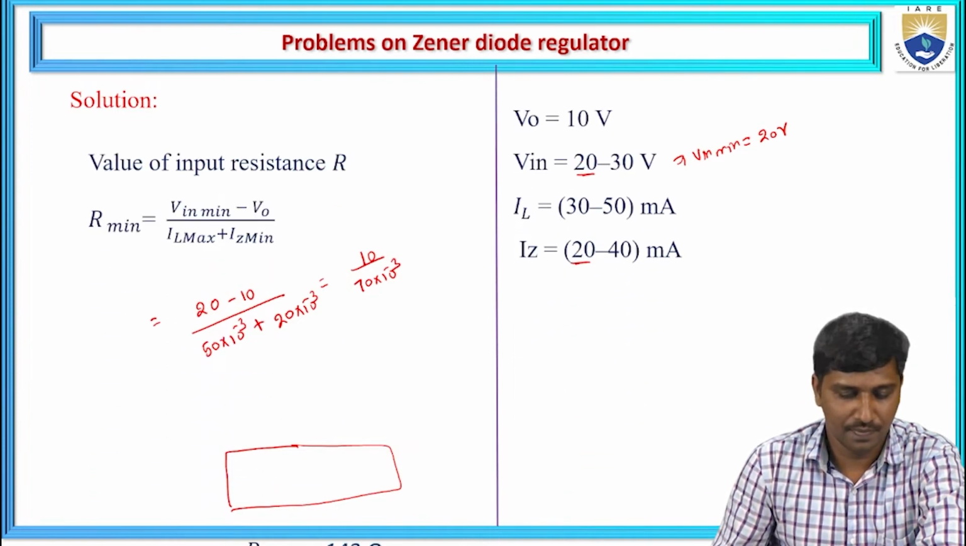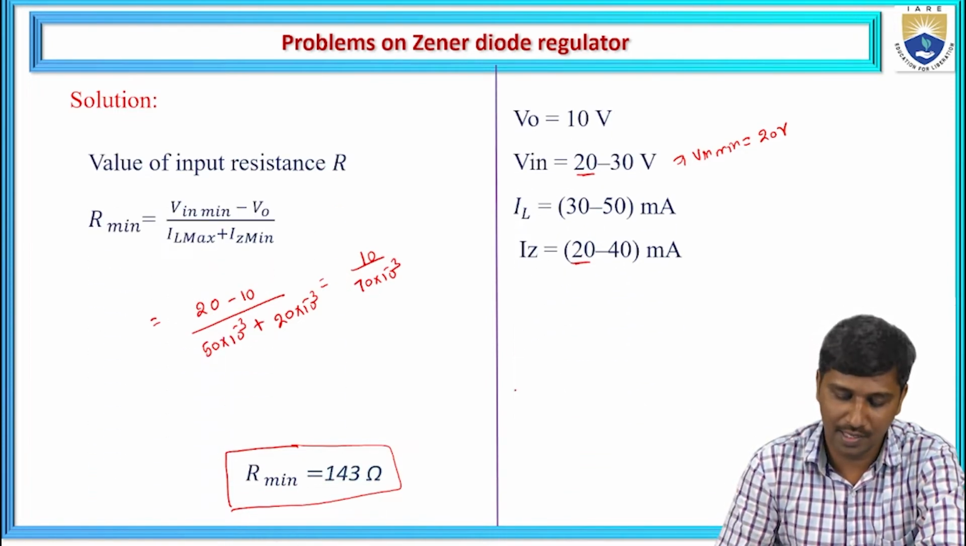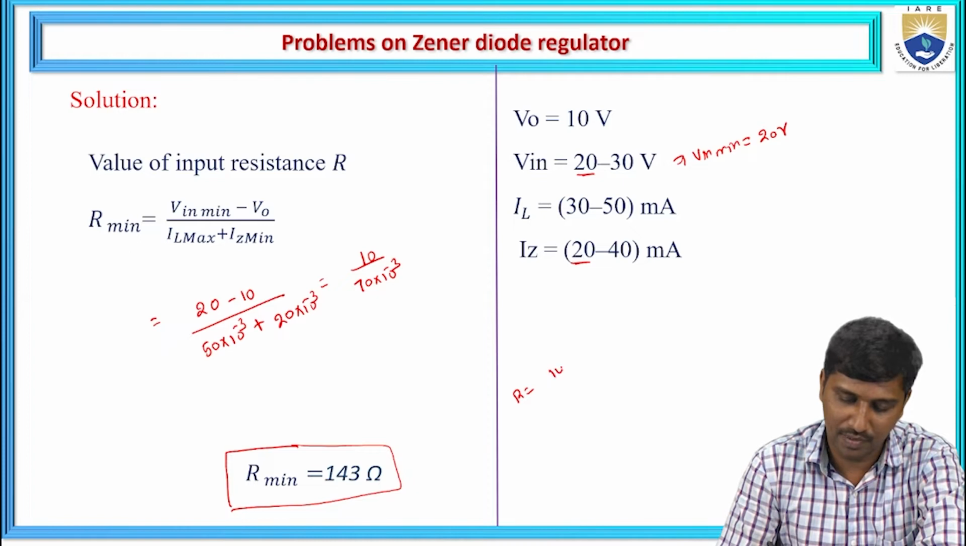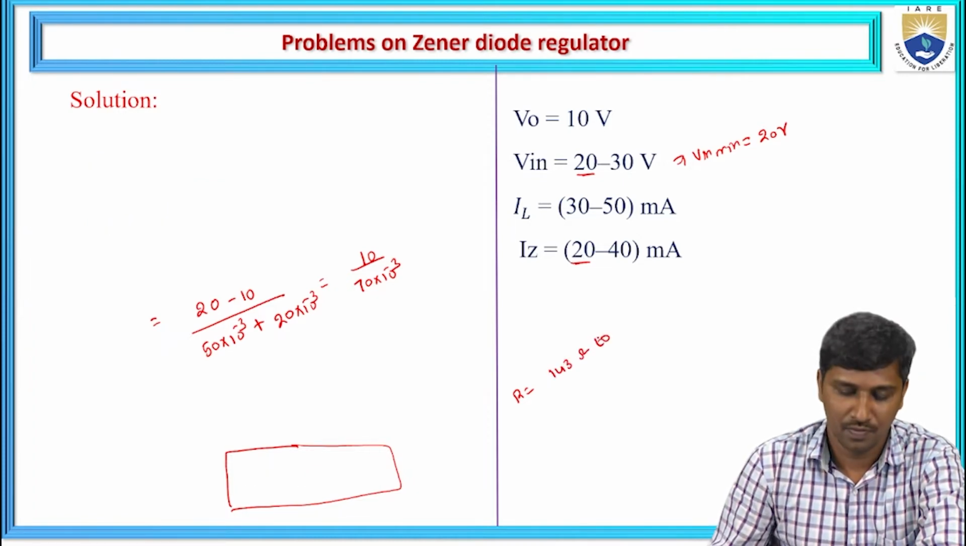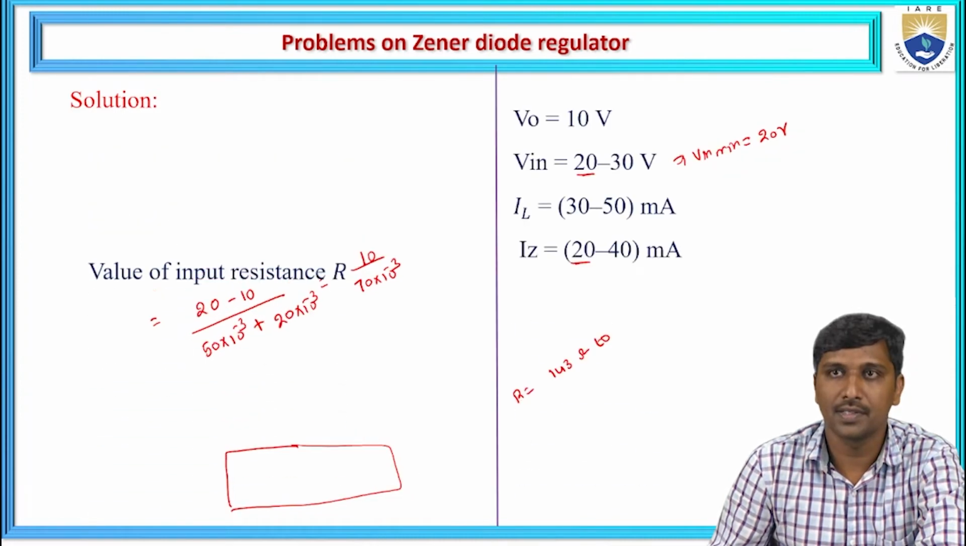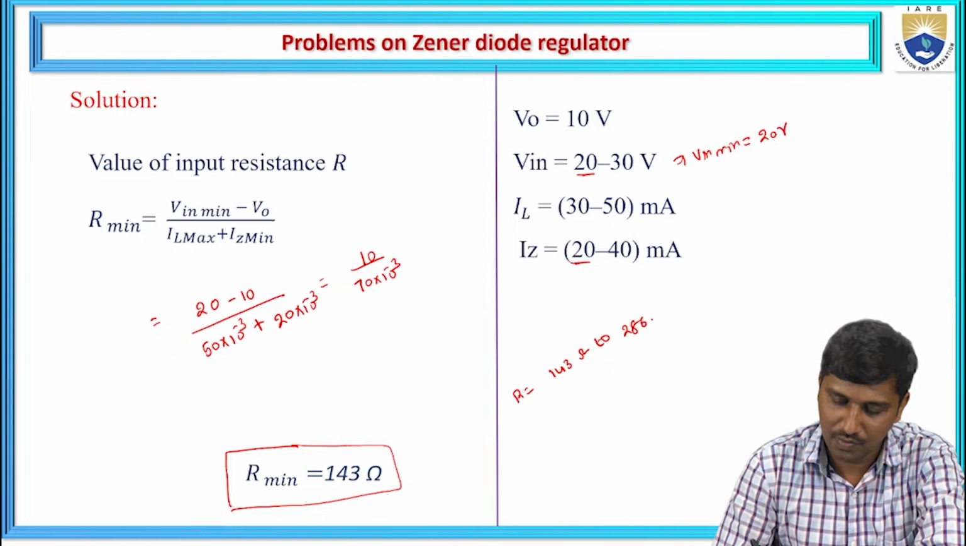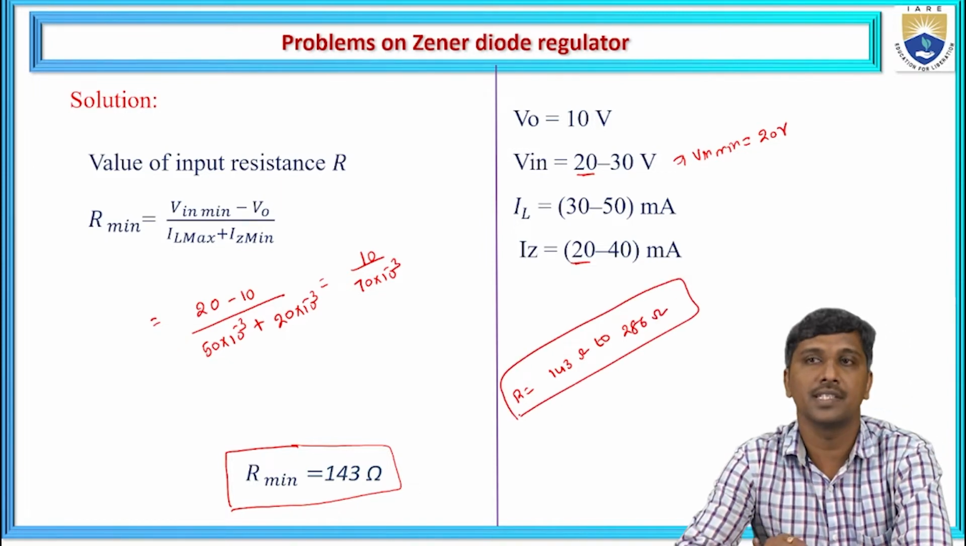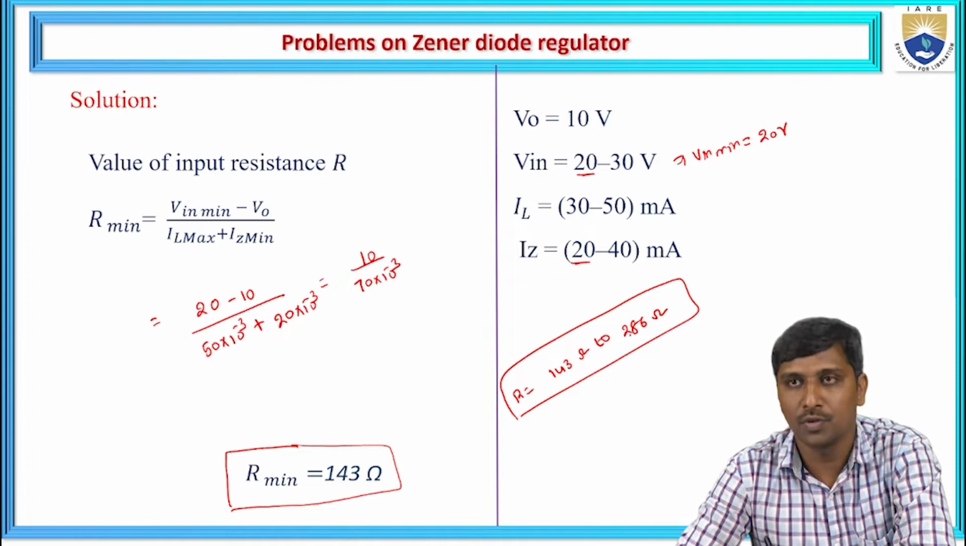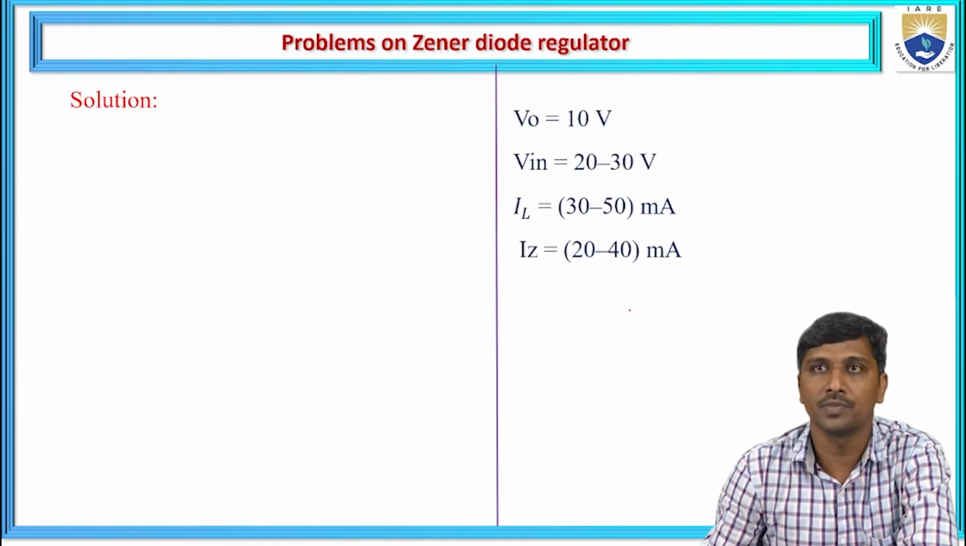So while choosing this R resistance, it should lie between 143 ohms and 286 ohms. That is the reason we need to choose the range of input resistance as 143 ohms to 286 ohms.